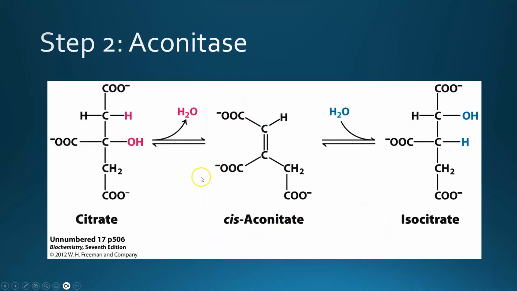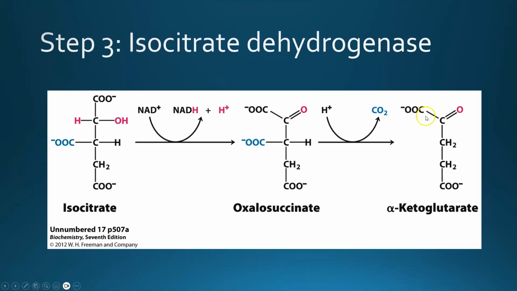The aconitase step does an isomerization, so you're isomerizing the hydroxy group from carbon 3, which is a tertiary alcohol, onto carbon 2, making it a secondary alcohol, and therefore making it able to be oxidized to a carbonyl group. Step 3 does that oxidation, transferring the electrons to NAD to make NADH, and then decarboxylating to give off 1 carbon dioxide.